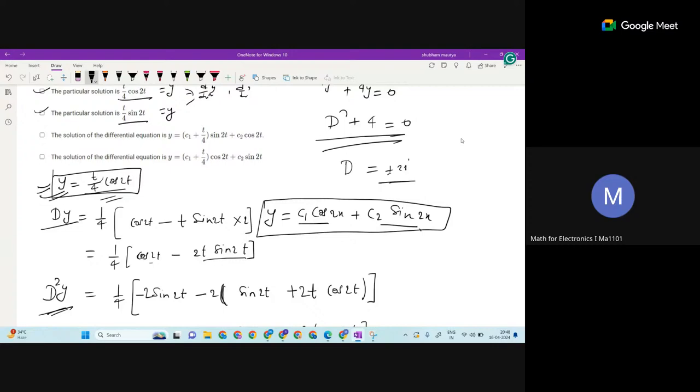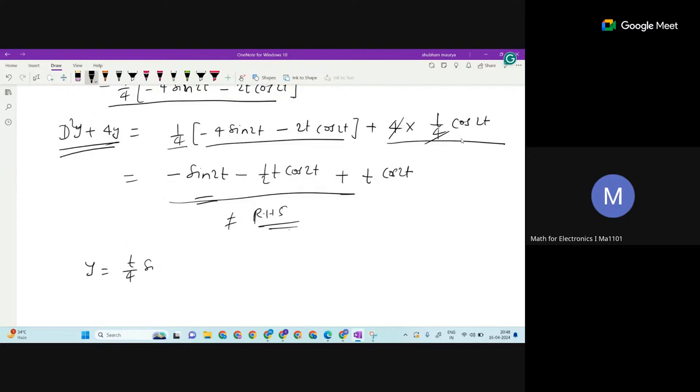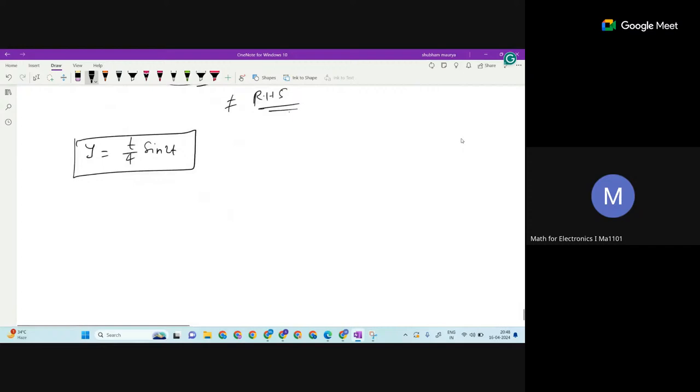So let's try the particular solution y is equal to t by 4 sine 2t. If we assume this is our particular solution, again we have to find the first order derivative of this and the second order derivative of this. Sir, could you please tell which sum it is, sir? Is it from a practice question? This is an activity problem of the fifth activity.